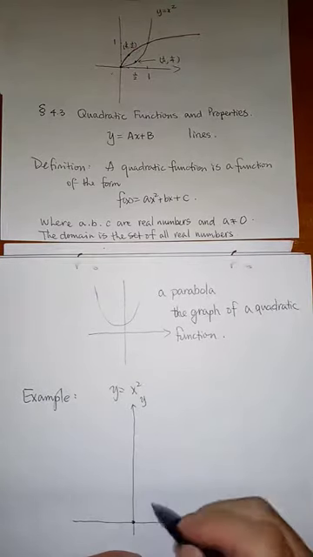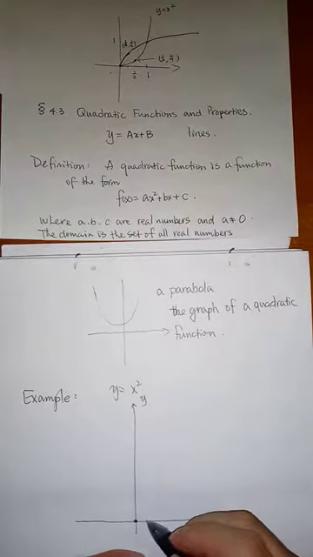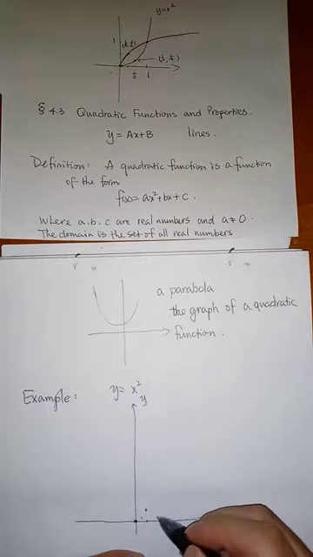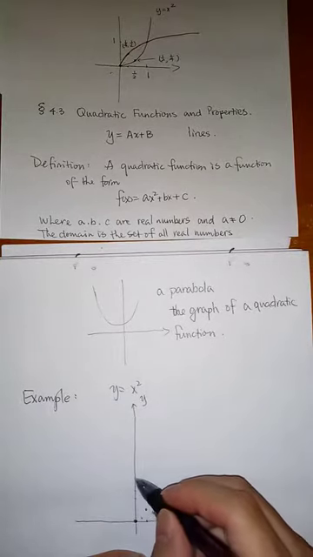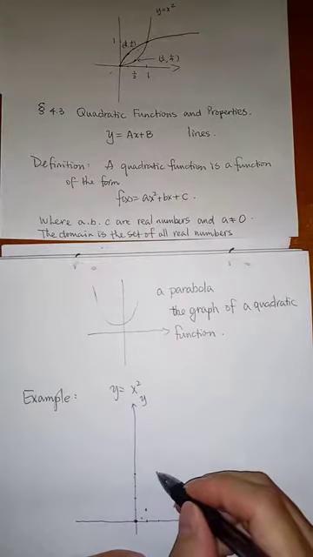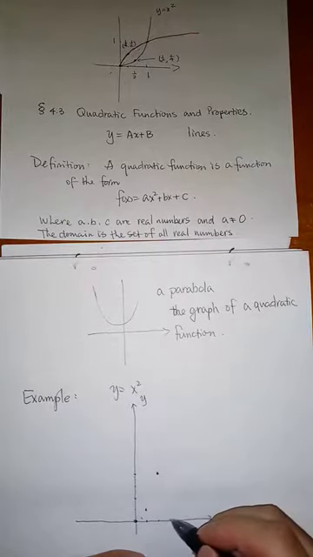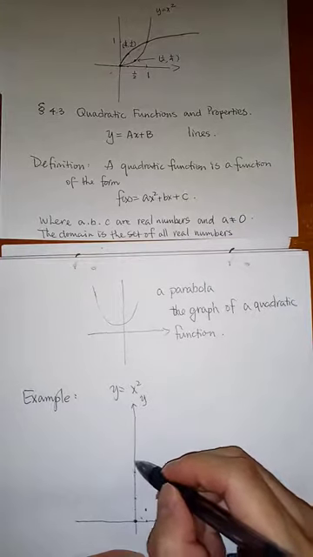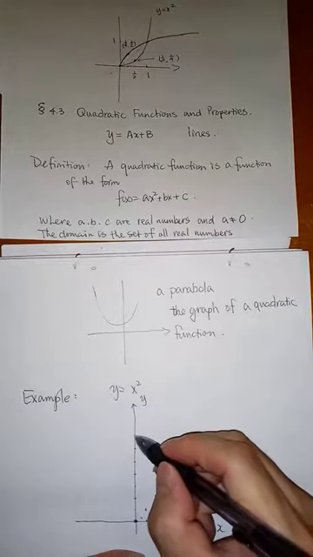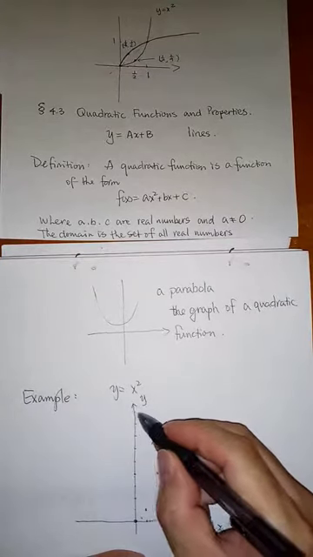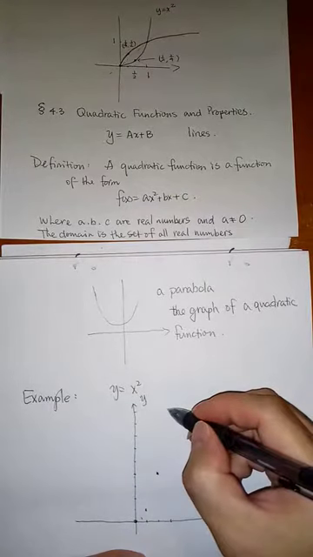When x is 0, y is 0. When x is 1, y is 1. When x is 1/2, y is a quarter. Remember, we have that. When x is 2, y is 4. When x is 3, y is 9. Possibly that's the highest point I can label.